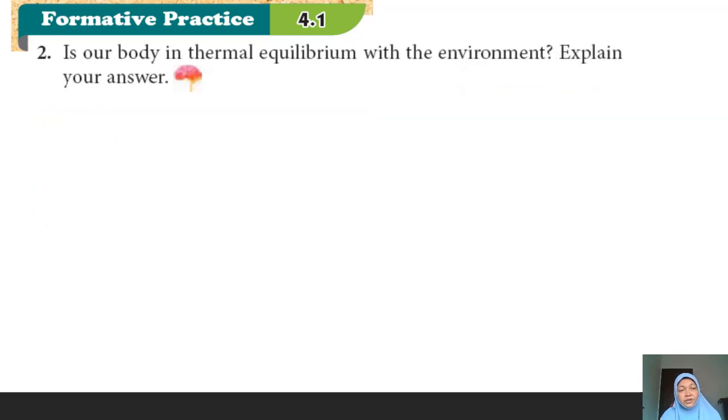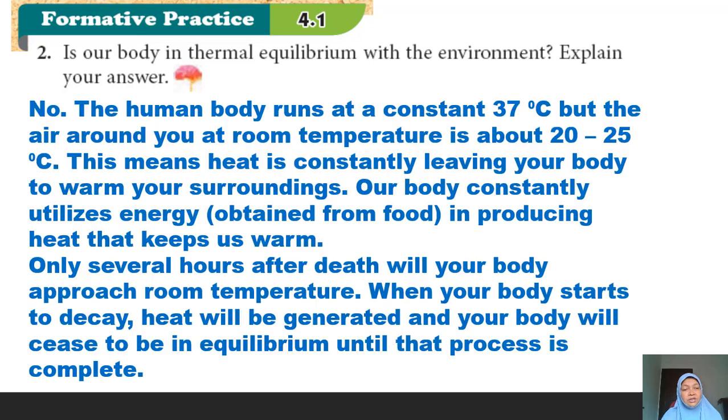Okay, the second question, is our body in thermal equilibrium with the environment? Explain your answer. Do you think yes or no? Yeah, the answer is no. Because the human body runs at a constant 37 degrees Celsius, but the air around you at room temperature is about 20 to 25 degrees Celsius. This means heat is constantly leaving your body to warm your surroundings.